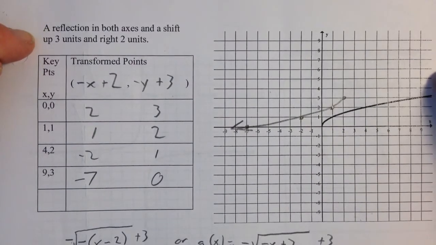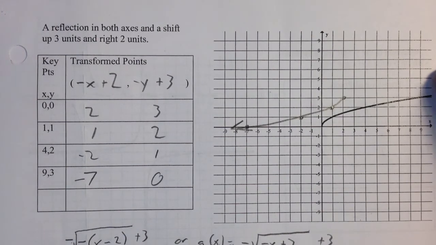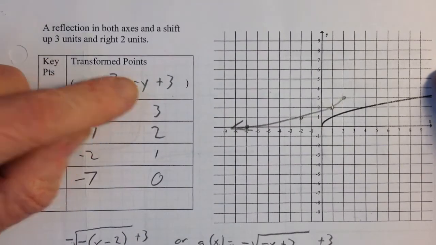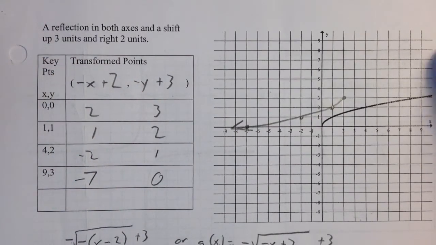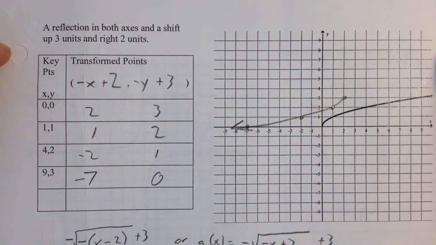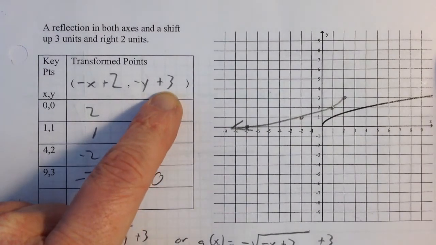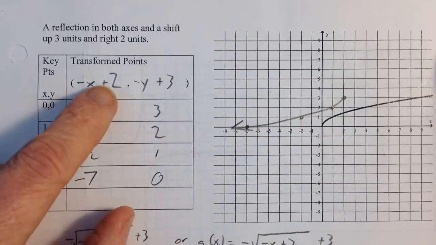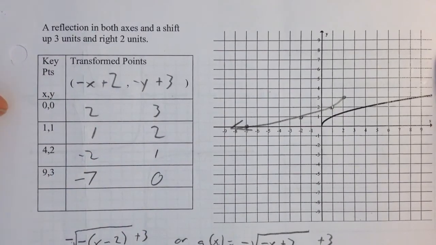We now have a reflection in both axes and a shift up 3 units and right 2 units. So since it's a reflection in both axes, I'm going to multiply my x key points by -1, my y key points by -1. I'm going to shift my y values up 3, so I'm going to add 3, and since it's a shift horizontally to the right, I'm going to add 2 to all my x values.